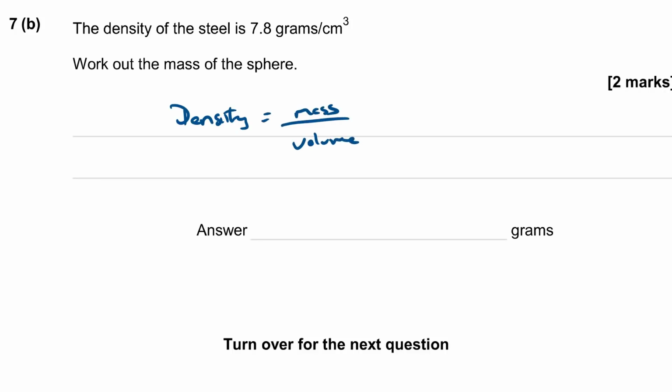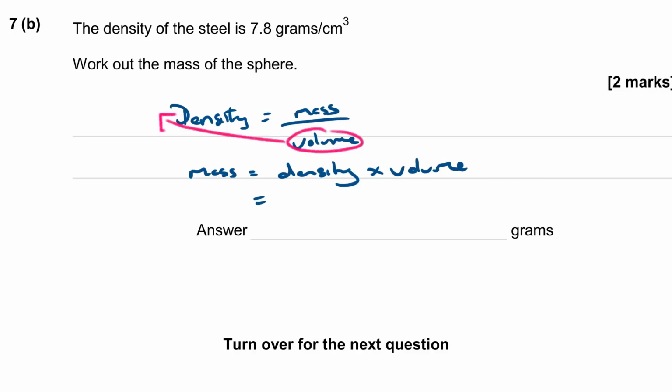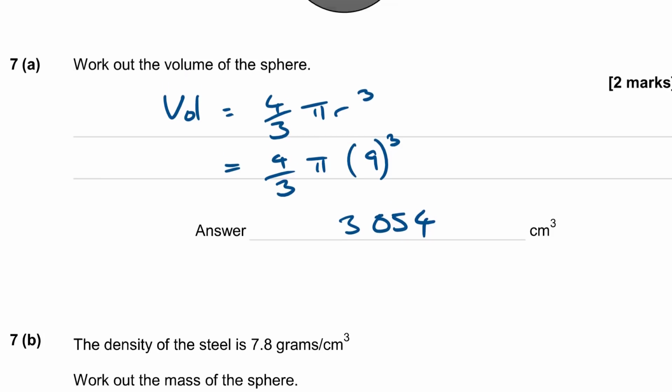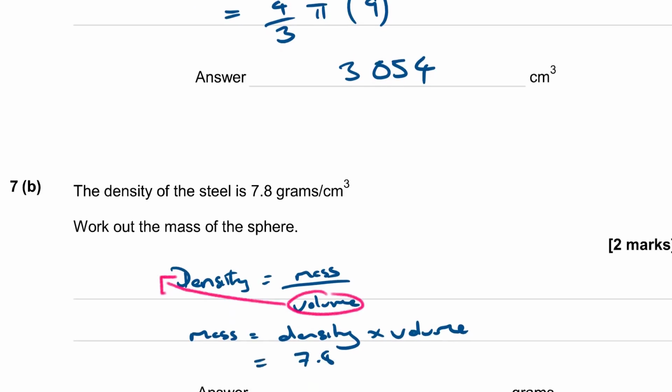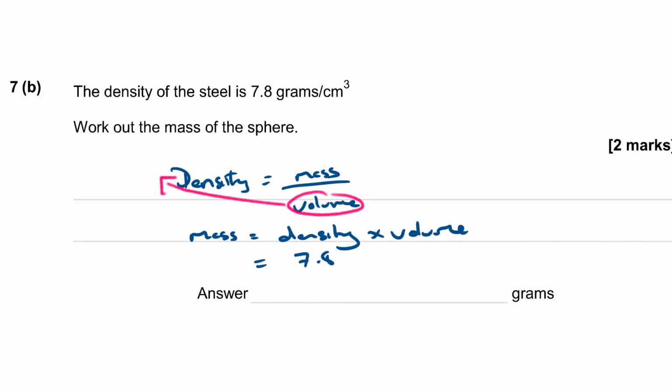So rearranging that, make mass the subject, sorry. Mass equals, we're going to take this and cross multiply it up here. So mass equals density times volume, which in this case is going to be our 7.8 grams per cubic centimeter multiplied by, just checking the units are all the same, yeah, that's in centimeters, so 3054.